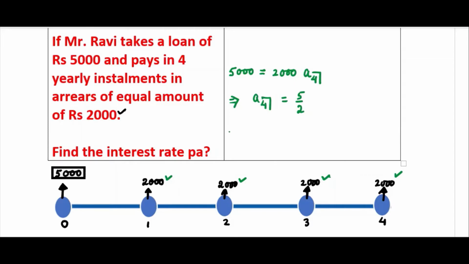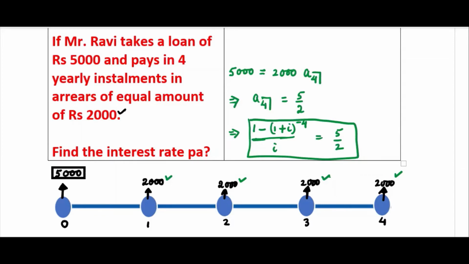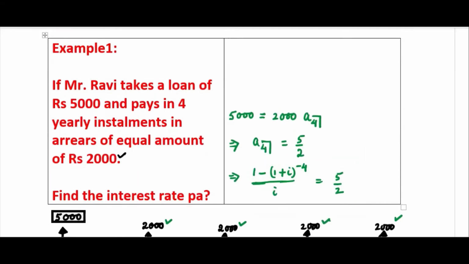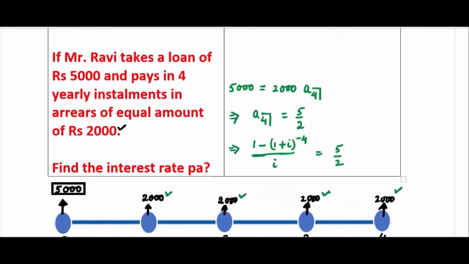In A4, if you open it, you will get 1 minus v^4 divided by I, that should be equal to 5 divided by 2. I have to solve this equation. But how can I solve this equation? I have to use some method. Okay, we'll use the equation of value.